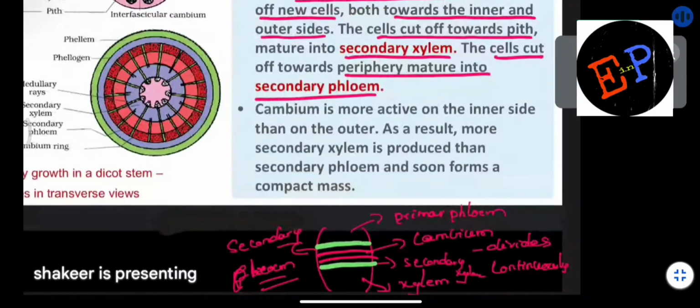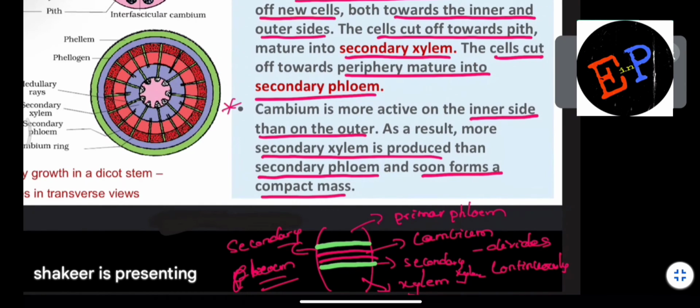Okay. So cambium is more active on the inner side than on the outer side. This is another important point. Clear, ma? So cambium definitely divides, but it divides more on which side? It divides more on the inner side, that is towards the xylem side, and it is less active towards the phloem side, outside. Clear, no? As a result, more secondary xylem is produced than secondary phloem, and soon forms a compact mass.